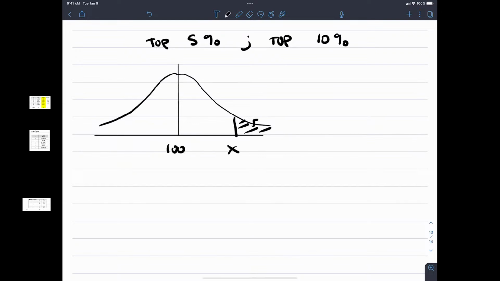Here's the X value. This is going to be what? 5%. How do you write 5%?